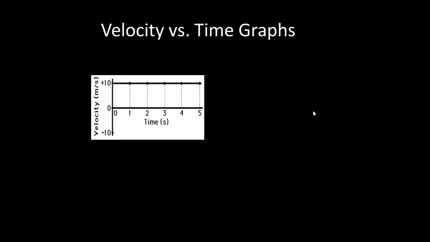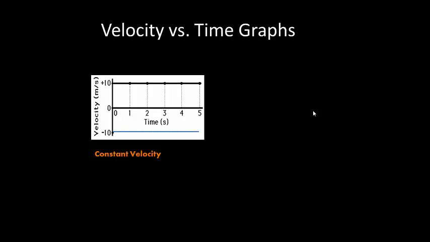Okay, let's take a look at another type of graph, a velocity versus time graph. Here I'm going to plot velocity on the y-axis as a function of time on the x-axis. What does this graph tell us? Well, if we focus on how the line is going, it's at a constant 10 meters per second. This graph is showing us that we have a constant velocity.